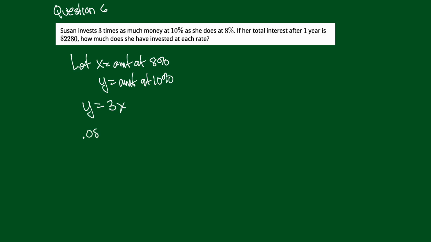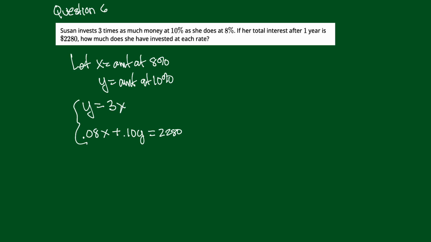It's 8% of that money invested plus 10% of the money invested of y, that's the money invested at 10%, and the total interest, right? This is the interest she makes off the 8%, the interest off the 10%, and altogether it's $22.80. And there is our system.